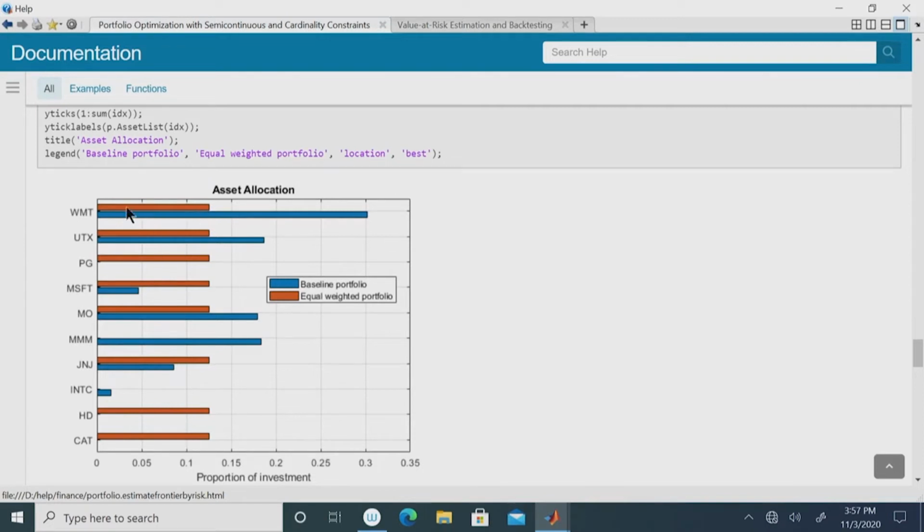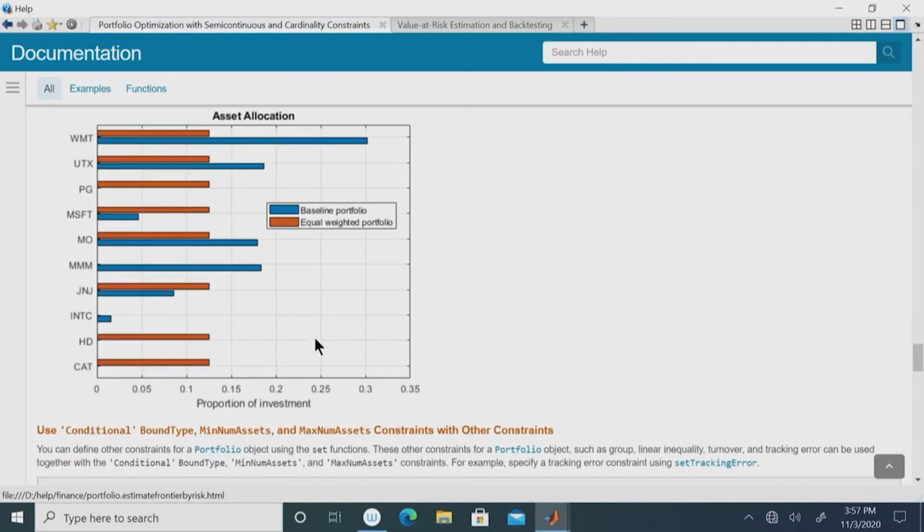So, obviously, all the orange bars are identical in length, because it is going to be the equal weighted portfolio, but the blue bars, of course, are of different lengths. So, this is going to be the asset allocation in terms of the weights for the baseline portfolio as well as the equal weighted portfolio.